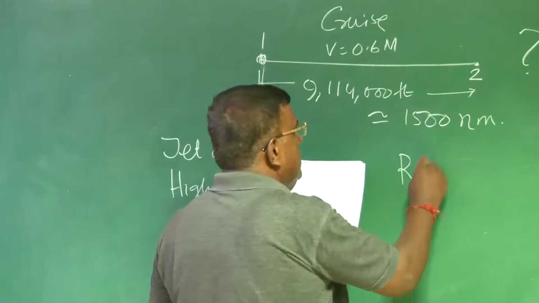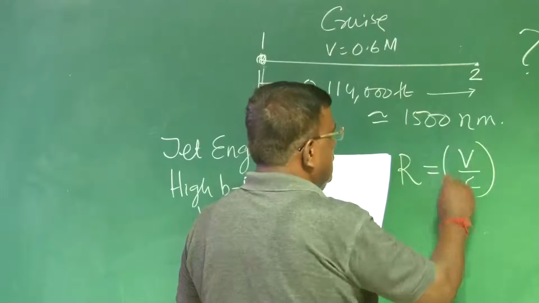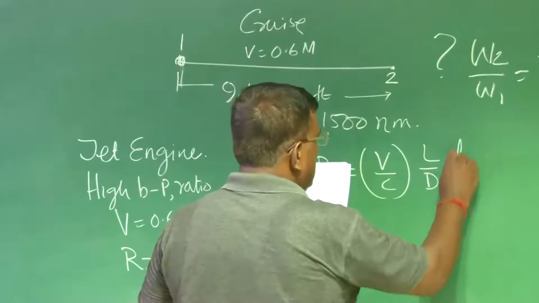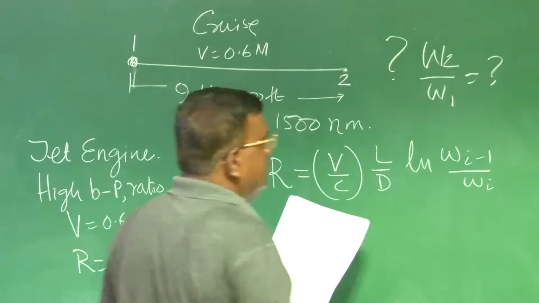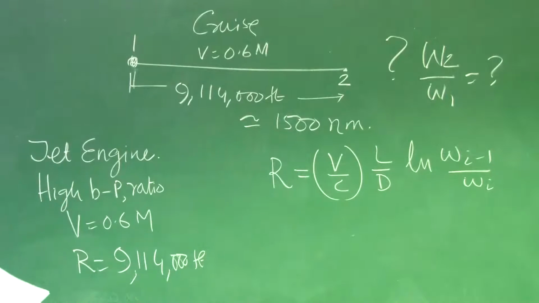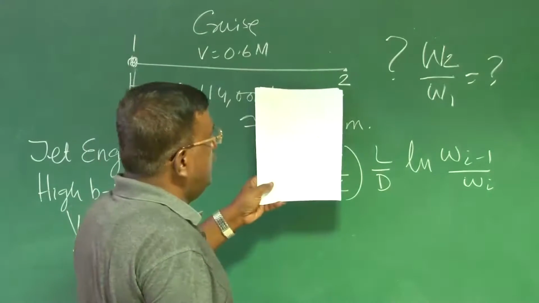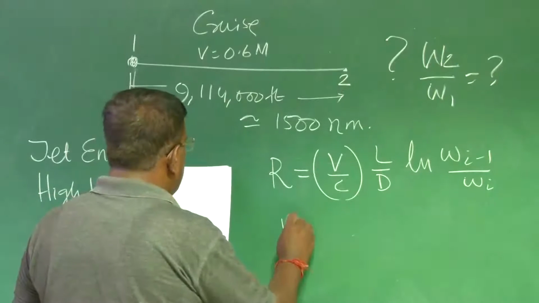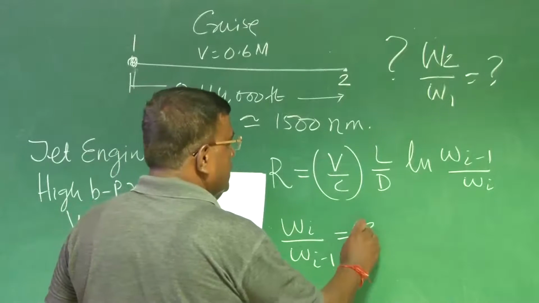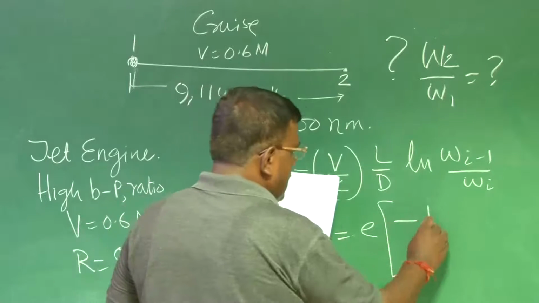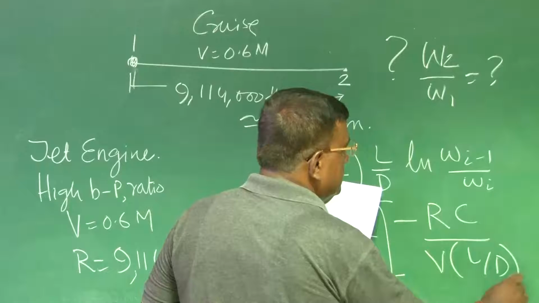So range for jet, I know it is V by C, L by D, ln Wi minus 1 by Wi. That is W1 by W2. This is, if I call it 1, they call it 2. If I reverse it, I get Wi by Wi minus 1 is equal to exponential minus R C by V L by D.